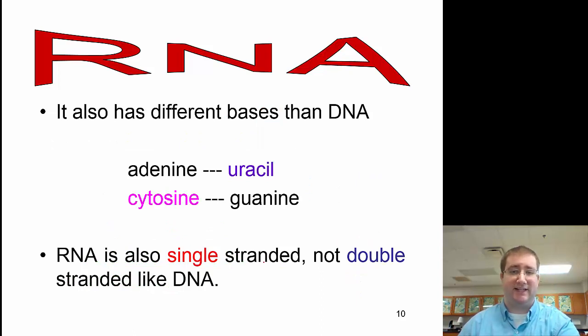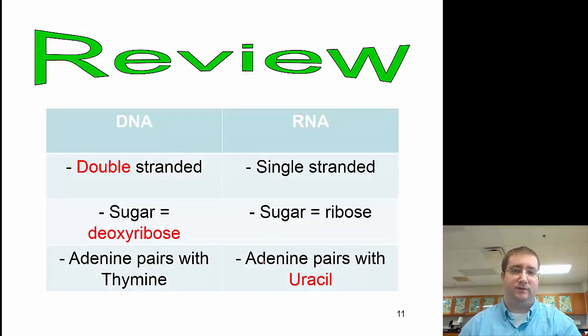However, the base pairing rules are slightly different. RNA and DNA both have adenine, they both have cytosine, and they both have guanine. However, DNA has thymine, the T. RNA has uracil, U. So the base pairing rules are adenine actually pairs to uracil in RNA, and cytosine pairs to guanine. DNA is double-stranded, so you have those two complementary strands. RNA is actually single-stranded.